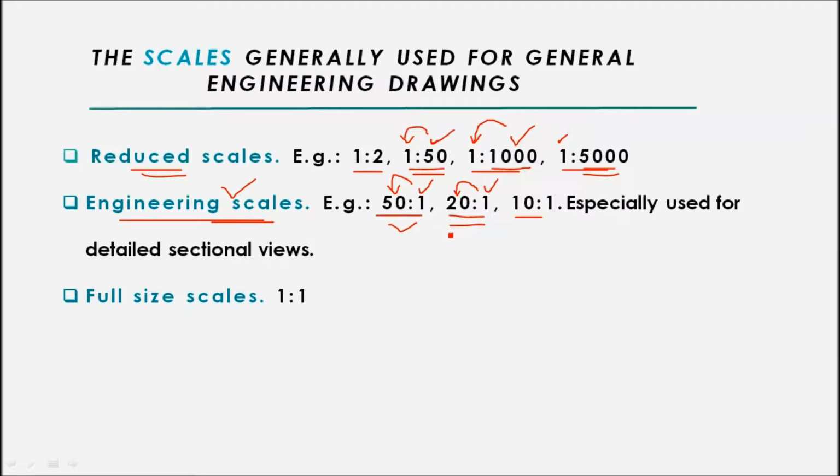And finally, full-size scales, which we represent as 1:1, and here the actual length of the object is reflected in the drawing as 1:1. And this is all about our general understanding of scales. Don't bother about all those things here. Just for understanding, I explained all those different types of scales. Generally, from an exam point of view, we use only reduced scales here. Let's get into our work.